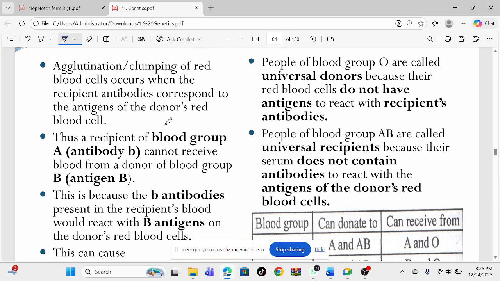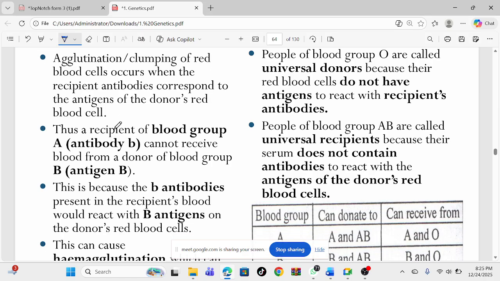Agglutination ni clumping of the blood ambayo zinakutana na zina clot, zinashikana yani, when the recipient antibodies correspond to the antigen of the donor's red blood cells. So thus, for example, if someone akona blood group A, akona antibody B, cannot receive blood from a donor of blood group B, ambaye akona antigen B.